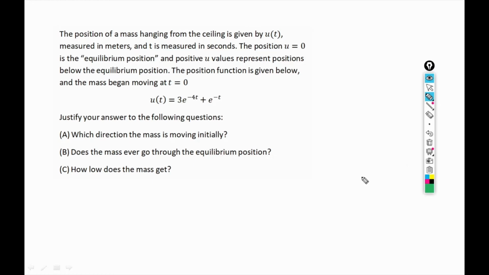Hello everyone. So we are going to solve this problem related to the mass attached to a spring. Let's say this mass is attached to a spring, and the position of this mass is given by this function. When we drop this mass, then when t tends to infinity, this mass attains a stationary position, and that position we call the equilibrium position.